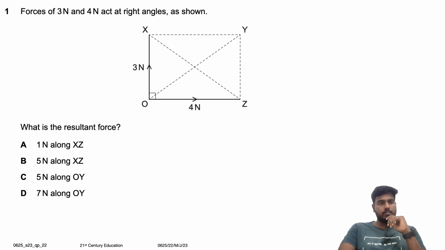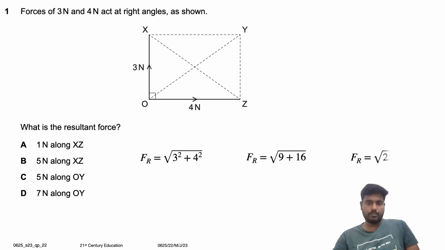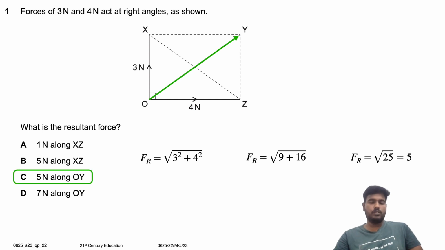Forces of 3 Newton and 4 Newton act at right angles as shown. What is the resultant force? Force is a vector, so the resultant force will be the square root of x squared plus z squared. So it will be the square root of 3 squared plus 4 squared, which is the square root of 9 plus 16, and the square root of 25, which is 5. It will be in the direction diagonal OY, 5 Newton along OY.